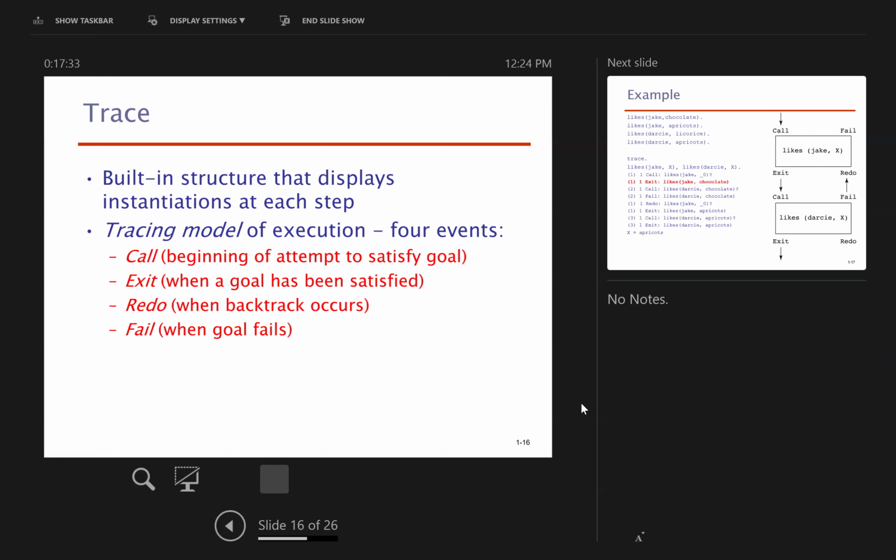So in the trace model of execution, we have 4 events: when we call, exit, redo, or when there's a fail. The beginning of an attempt to satisfy a goal is the call. Exit is when the goal has been satisfied. We finish, we have to exit. Redo is when backtracking occurs. Or the last option, it didn't work, it fails.